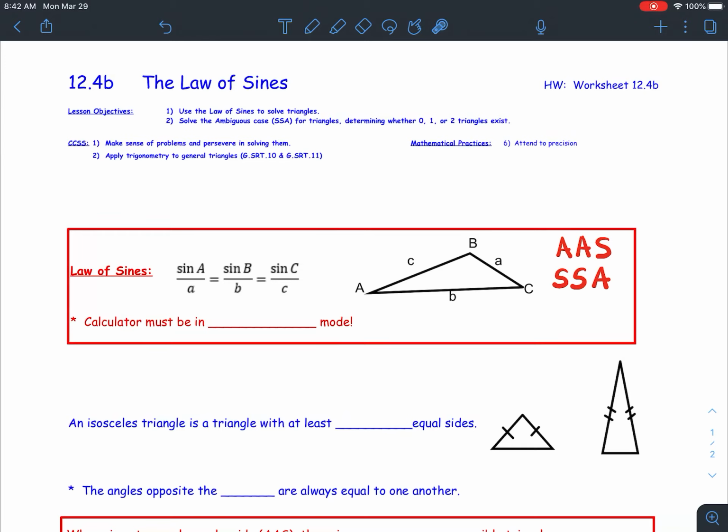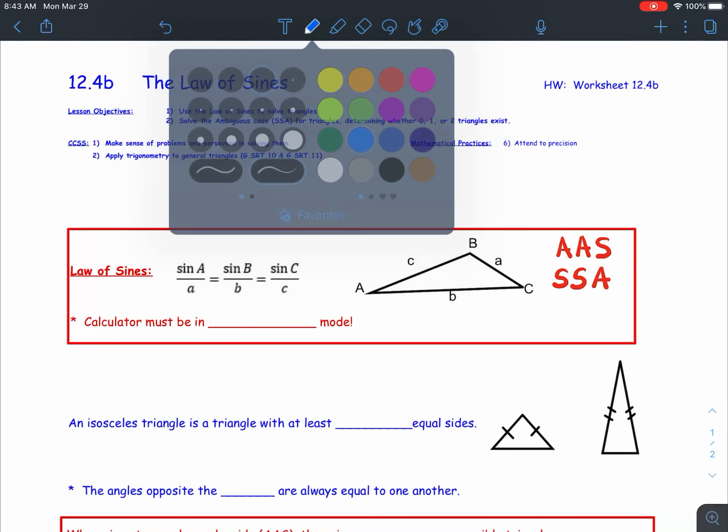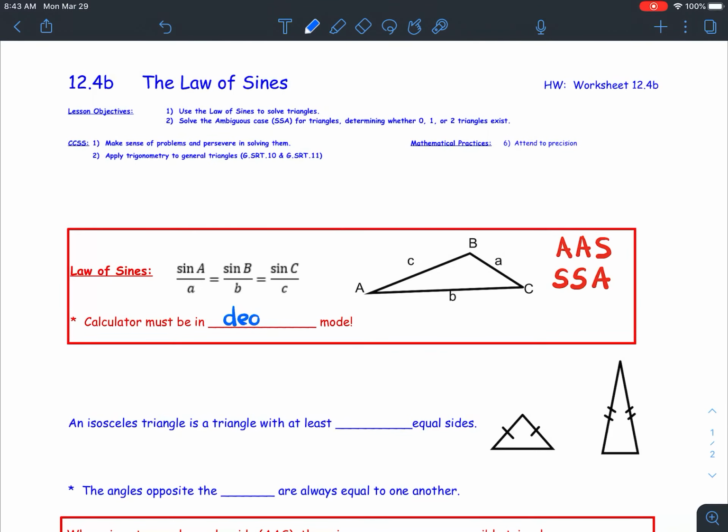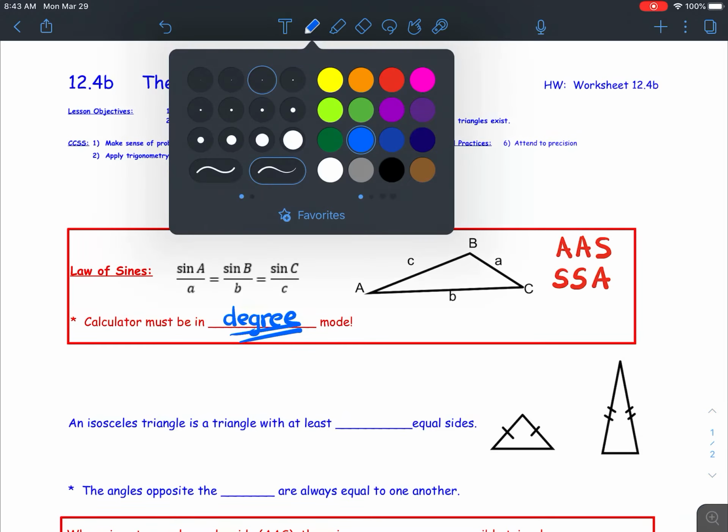Okay, remember, this is how the setup is. It's the sine of your angle divided by the opposite side. You can pick any two of these fractions to set equal to each other, and then we solve that proportion. It is important to note that when you're doing this, your calculator must be in degree mode. So I would check that right now. Go ahead and check the mode button on your calculator. You need to be in degree mode, not in radian mode.